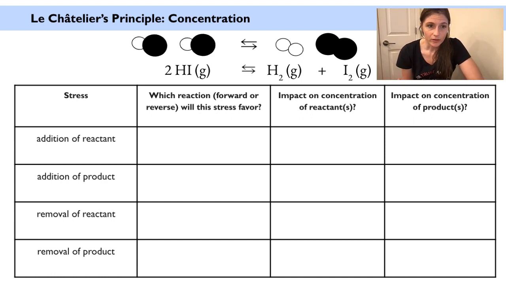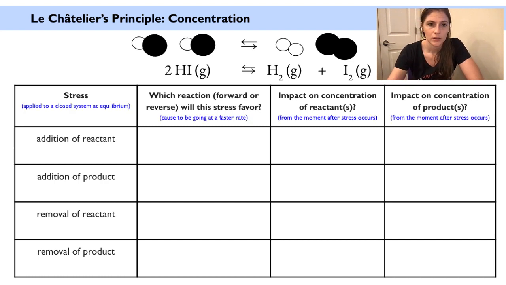Now let's think about each of the columns of this table here. So when I say stress, what I really mean is the change that is going to occur and be applied to this closed system at equilibrium. When I'm asking which reaction, forward or reverse, will this stress favor, I'm basically saying which reaction will this change, the stress, suddenly cause to happen at a faster rate, the forward or the reverse.